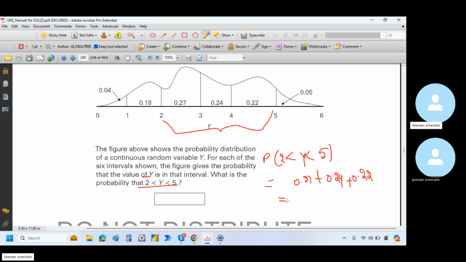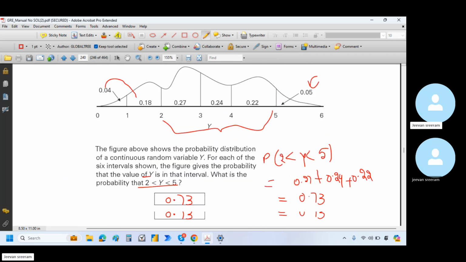So how about this? You may even do 1 minus these two, and also this: 1 minus 0.04 plus 0.18 plus 0.05. That can also work. You get the same answer, right?